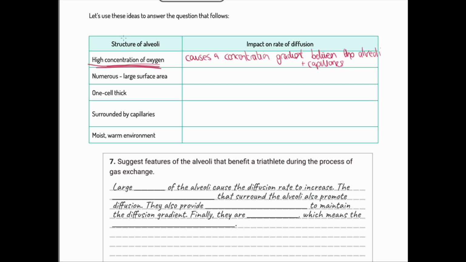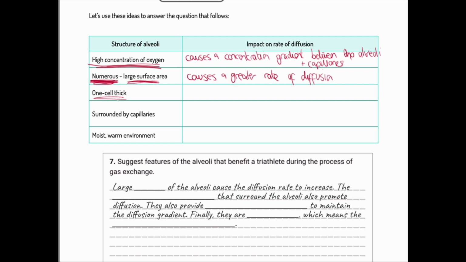Another key thing about the structure is that there are so many of them, and because there are so many of these little cauliflower type structures, we've got a large surface area. If it's got a large surface area, it causes a greater rate of diffusion. So effectively, diffusion can happen more because you've got that larger surface area, and that's only a good thing.